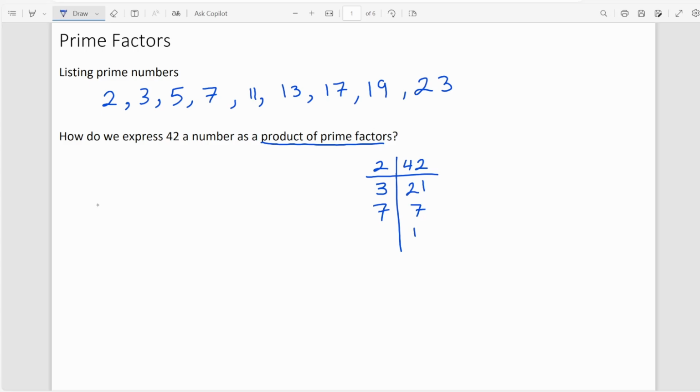All right, so 42 is equal to 2 times 3 times 7. Okay, and you can always plug this into the calculator. Check if it gives you 42. This makes sure that your answer is correct. Okay, so this is what we mean when we say a product, a multiplication of prime factors.